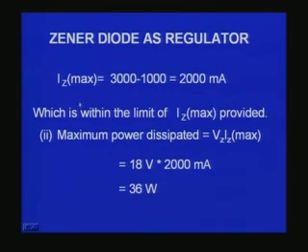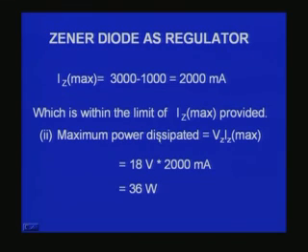But the IZ max is actually 3000 minus 1000 milliamperes, which is equal to 2000 milliamperes, which is within the limit of IZ specified in the problem. They said IZ can vary from 200 milliamperes to 2 amperes, and therefore 2000 milliamperes is only 2 amperes. Therefore even when the maximum current is around 3 amperes, there is no harm done, because it will still be within the limits specified, and therefore this value of R is good enough.